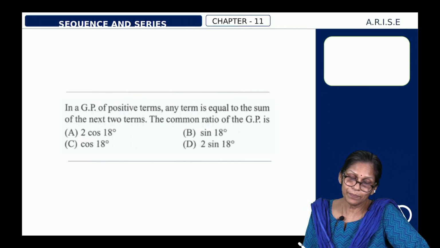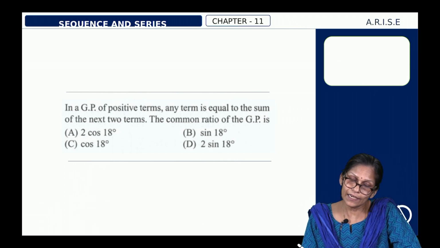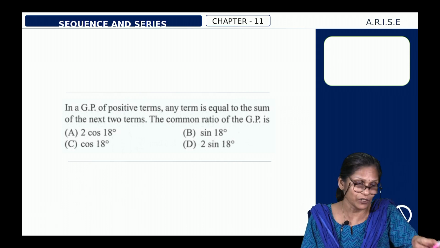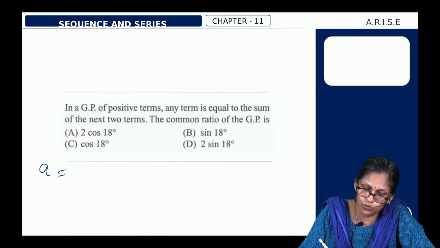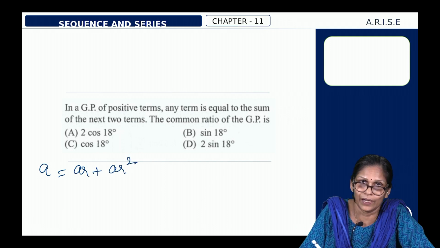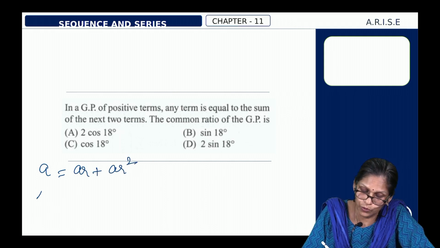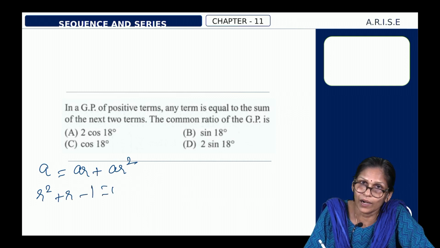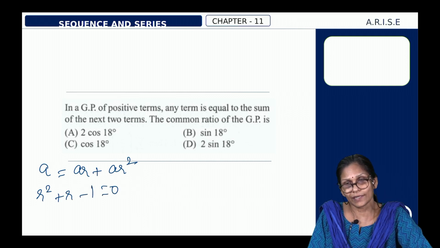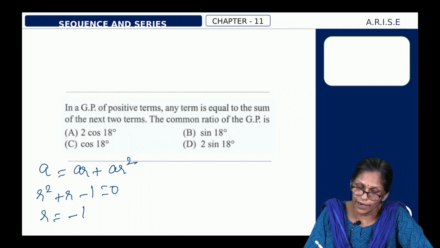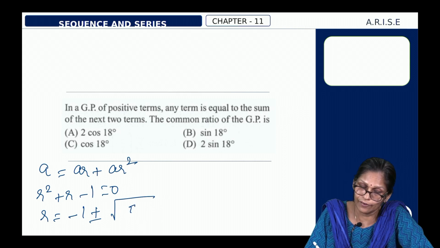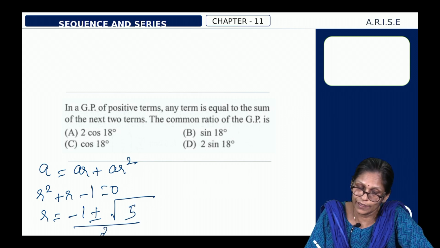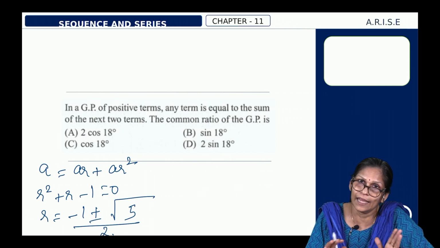Now, in a GP of positive terms, any term is equal to the sum of the next two terms. So, for example, a is the sum of the next two terms, that is ar plus ar squared. Divide throughout by a, don't you have r squared plus r minus 1 equal to 0? So, this is a quadratic, so solve. r is minus 1 plus or minus the root of b squared minus 4ac, isn't that root 5, divided by 2a, that is 2. These are all positive terms, so you can neglect the negative r.